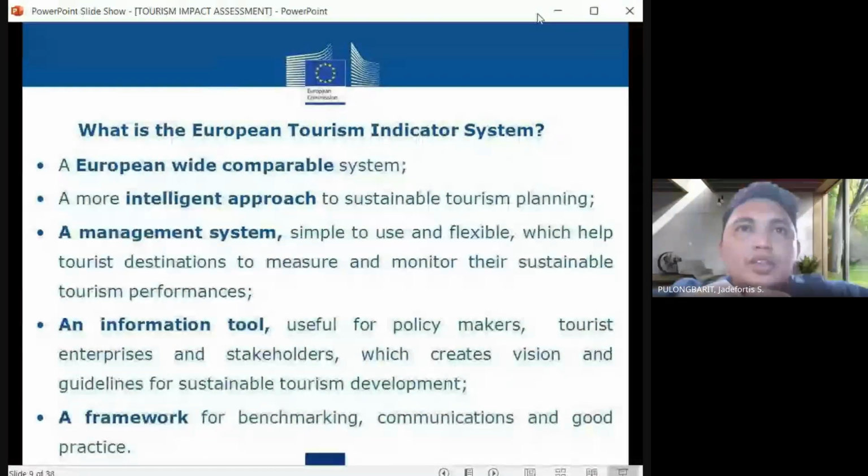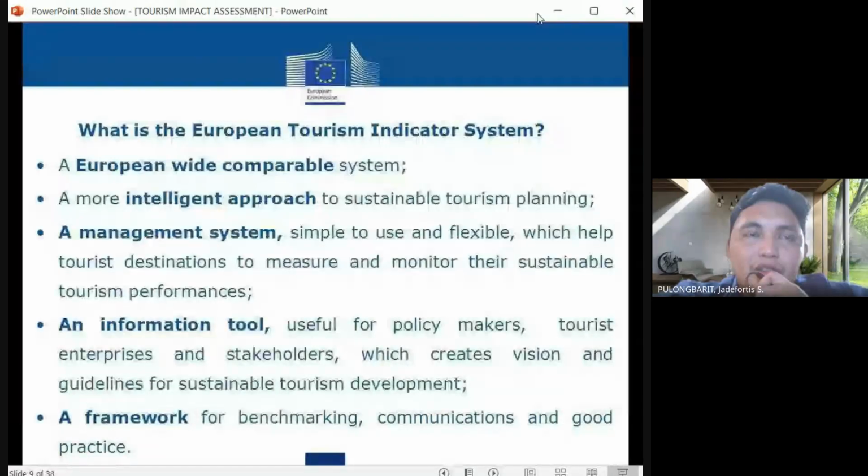Alright, so actually, pag sinabi mong European Tourism Indicator System, it is a more intelligent approach to sustainable tourism planning. Kasi nga, sa dami ng core indicators na to, talagang mas malawak, no? Mas malawak ang approach na to compared dun sa planning. Kasi talagang matindi ang pagka-arrange ng European Tourism Indicator System.